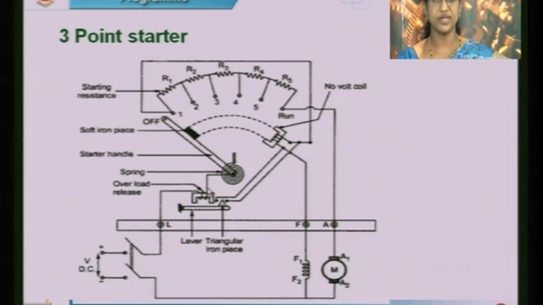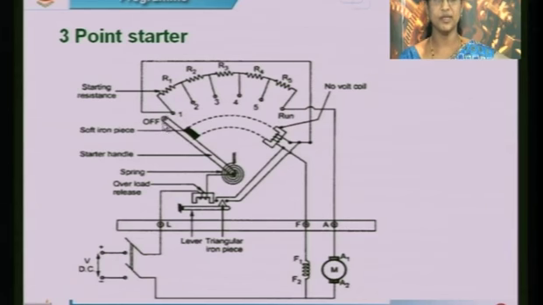So, this coil will be energized, and then due to the force produced in this, the starter handle will move from off to 1. And since one more parallel path is created in this, what will happen? The current will flow in this. Due to current flowing through this field winding, this coil will be energized. This will attract the soft iron.